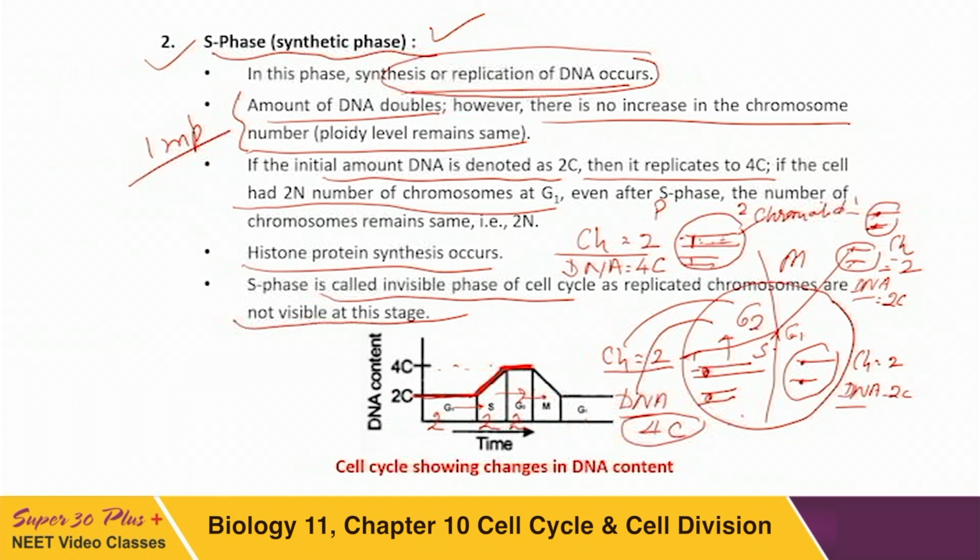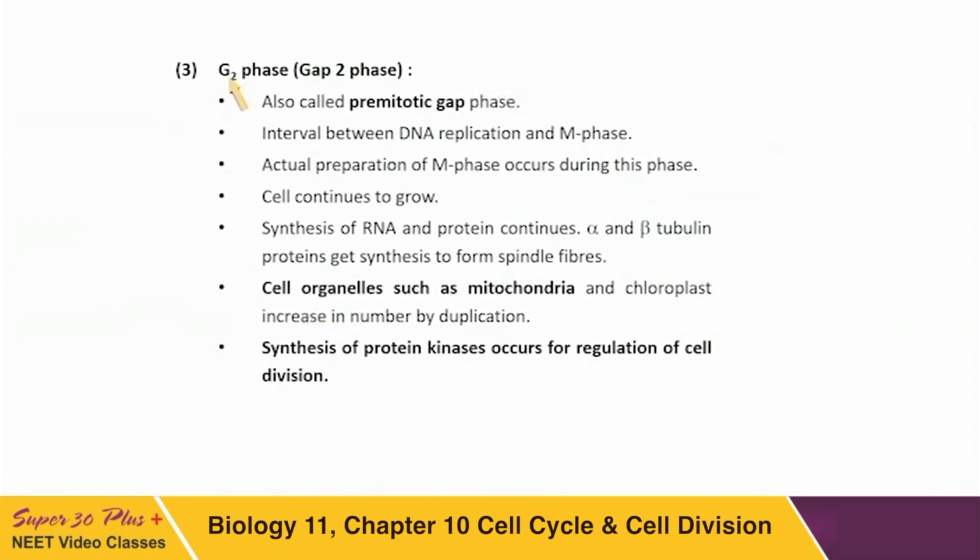And in G1, again it will be equal to 2C. This is related to the number of chromosomes, and that is the amount of DNA. Very, very important. That is part of the chapter. You have to concentrate on this. Now come to the last part of this, the G2 phase.